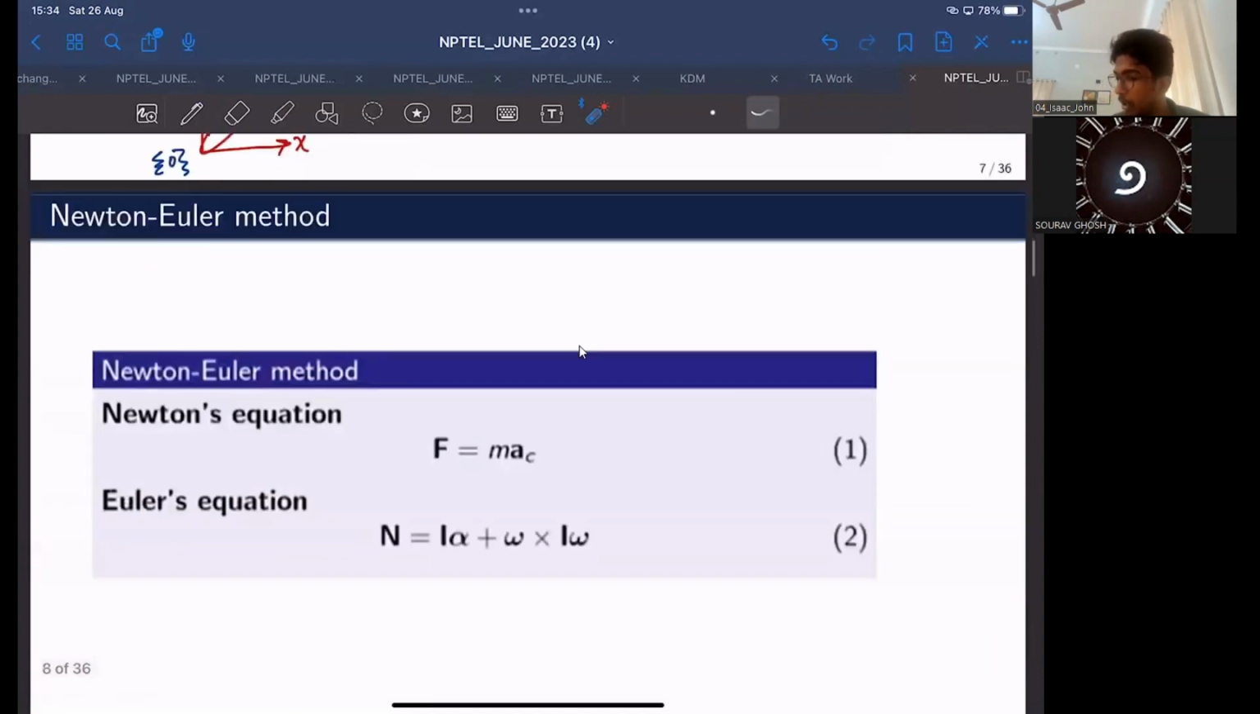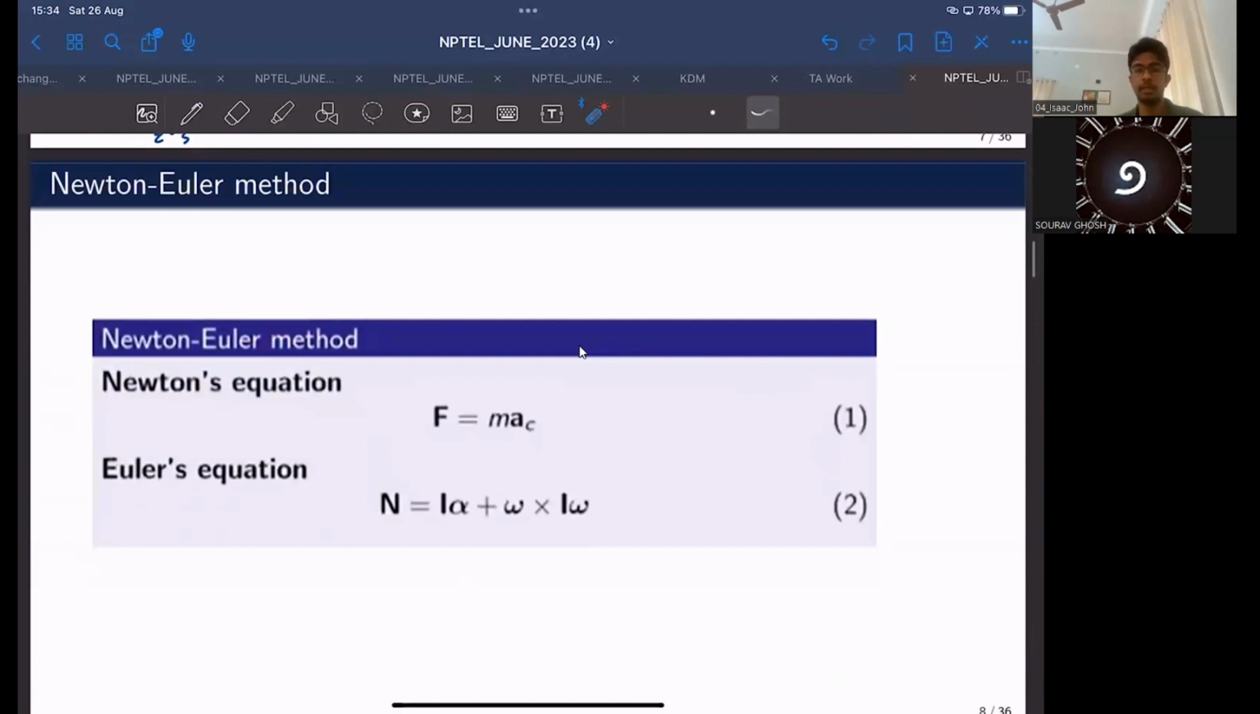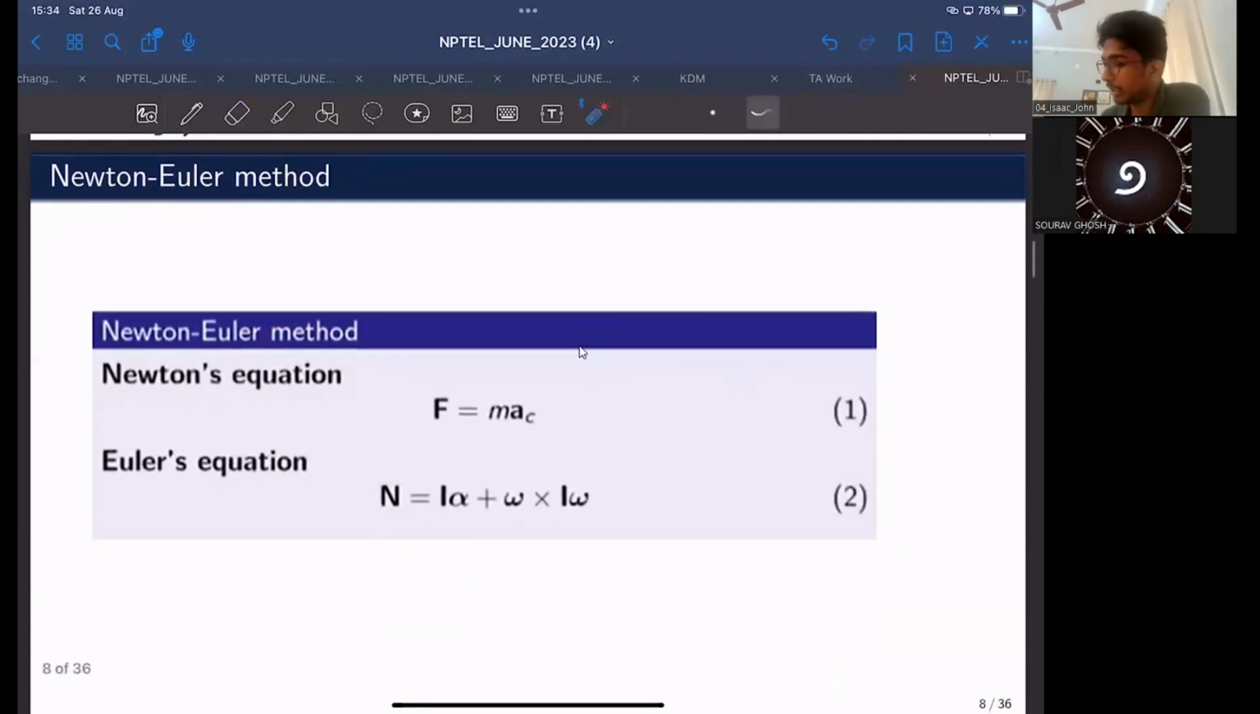So that is about the Euler-Lagrange method. You can try a few examples on your own. Like, the classical example of a 2R manipulator has been solved in the live sessions, right? And another method is called the Newton-Euler method.